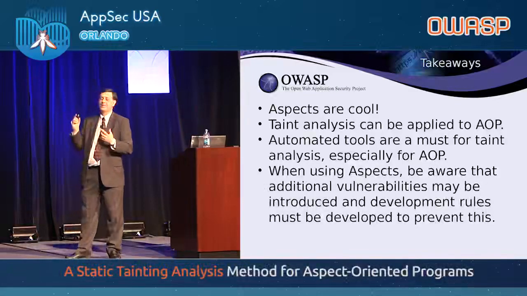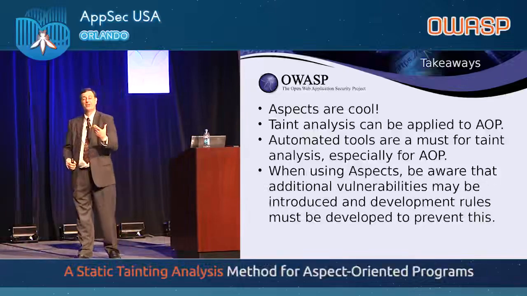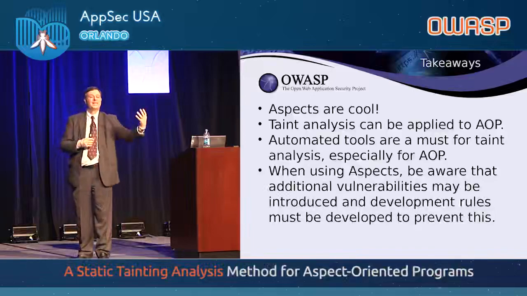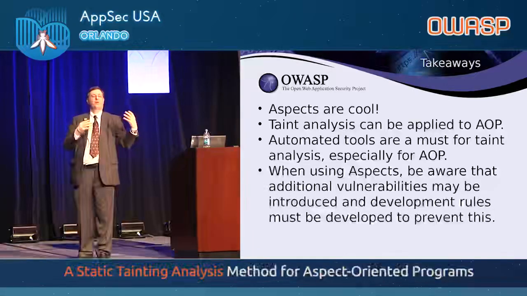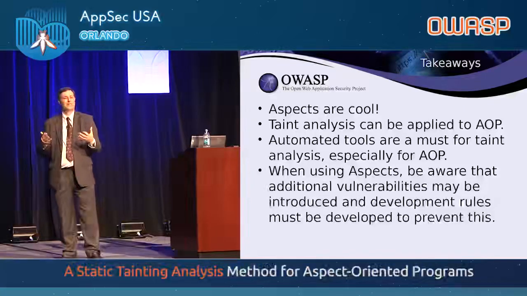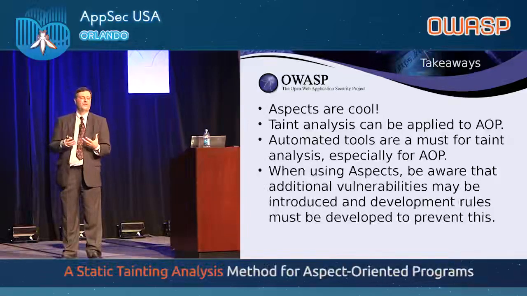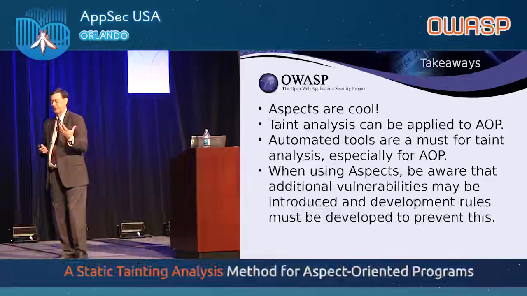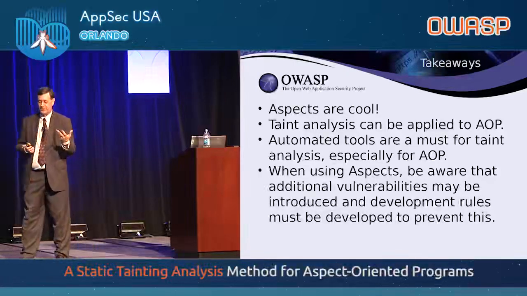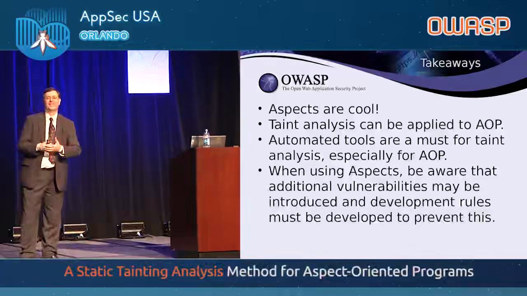Also, when using aspects, be aware you could be introducing additional vulnerabilities. My feeling so far, in my experience, is that if you are disciplined about it and you use it just for the cross-cutting capabilities that it's meant to be used for, you're much less likely to introduce additional vulnerabilities. Unfortunately, we've seen this with object-oriented programming and everything else we've ever seen. Programmers will abuse the tools they have. It's just the way it is.